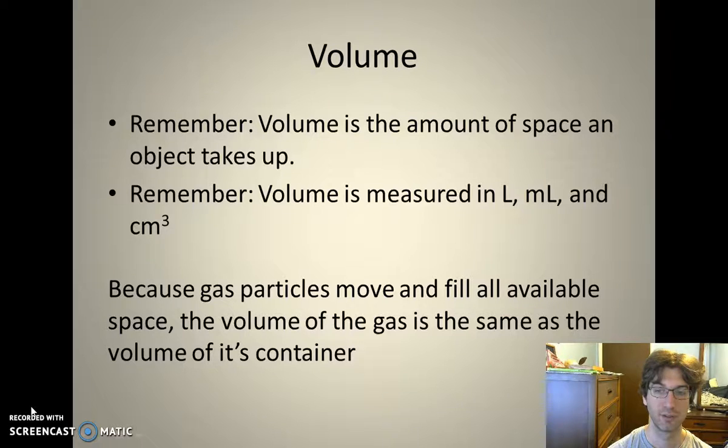So if I take my container and crunch it up and make the volume smaller, then the volume of the gas gets smaller. If I blow my container up and inflate it some, then the volume of the gas increases. So it depends on the container.